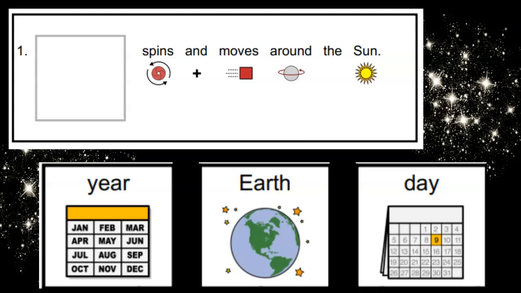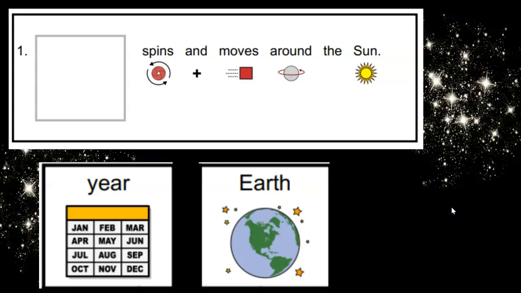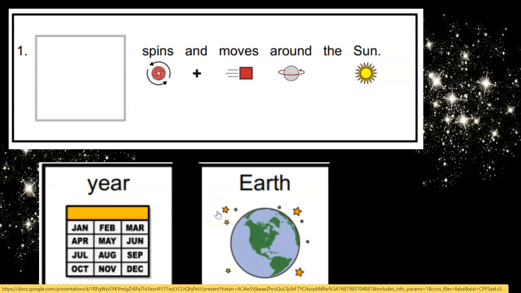So you'll say blank spins and moves around the sun. Which one of these is the correct answer? Something like that. Is it year, earth, or day? And then if they make the selection, let's say they pick wrong, they say day, it's going to eliminate that selection and then bring it down to 2 answer choices, just like it would in your Extend 1 formatting.